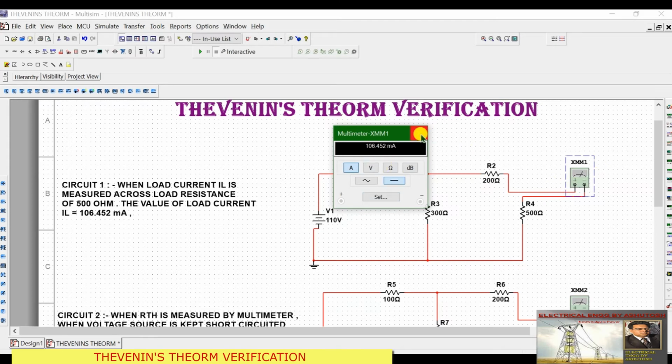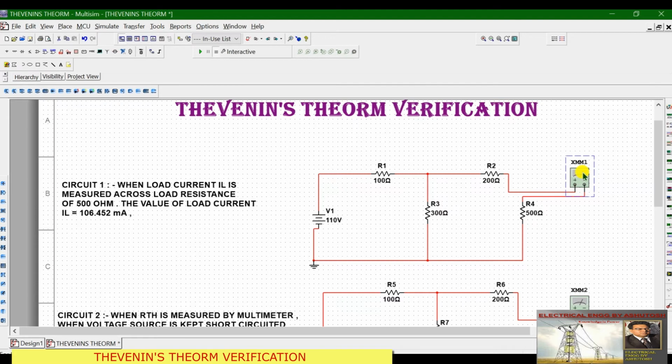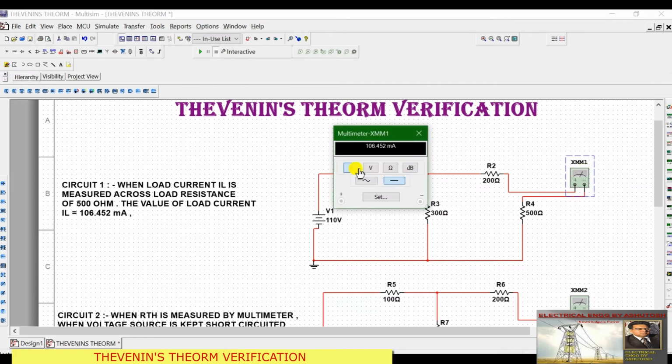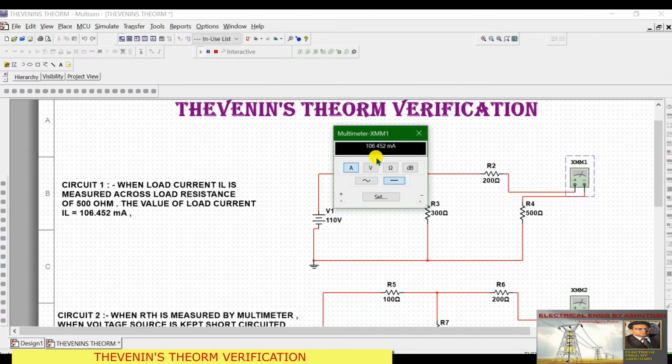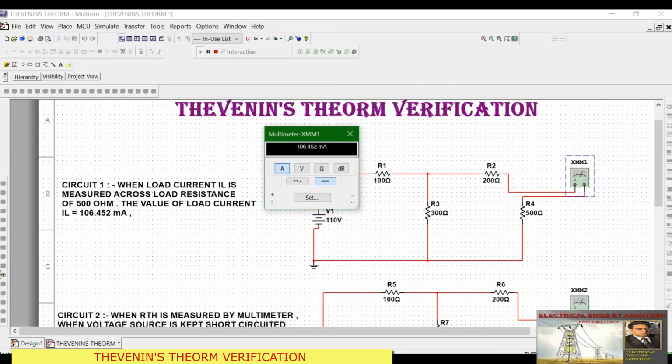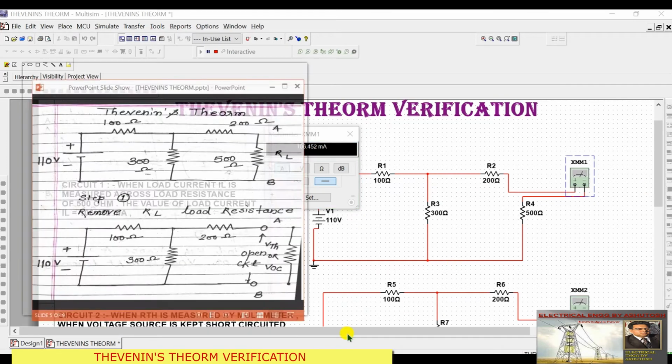We have connected the multimeter that is working like ammeter in series with the load resistance. Here you can see it is connected in series. And what is the value when you start the simulation? When you start the simulation by running this, you will get 106.452 milliampere, and that is the same load current.